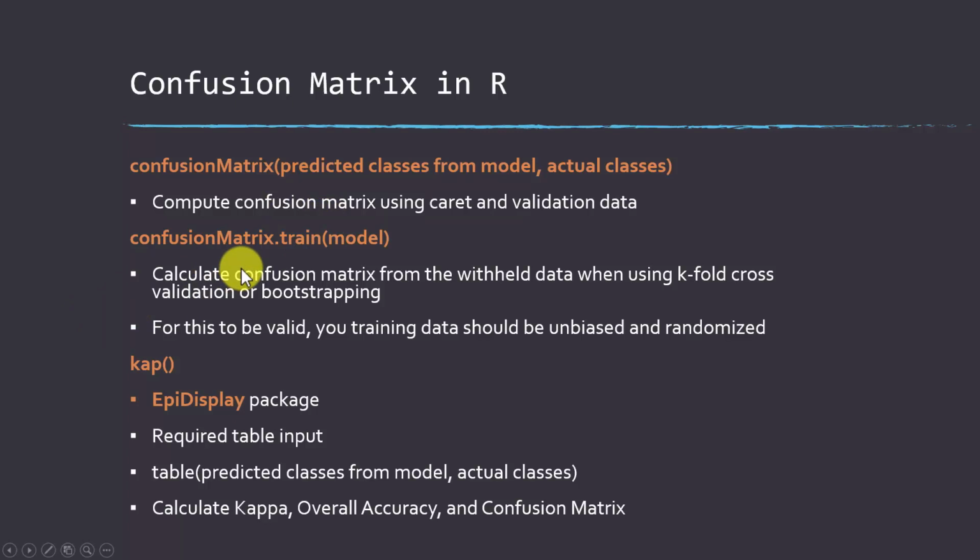Next, you could also just do that for the training data. So again, you're really not supposed to assess on the training data, but you might want to just see how well it's doing on the training data. So you can call confusionMatrix.train to get the output from the training model. Another package that is useful for this is the epiDisplay package, which provides this kap function, which is used to calculate kappa from a table.